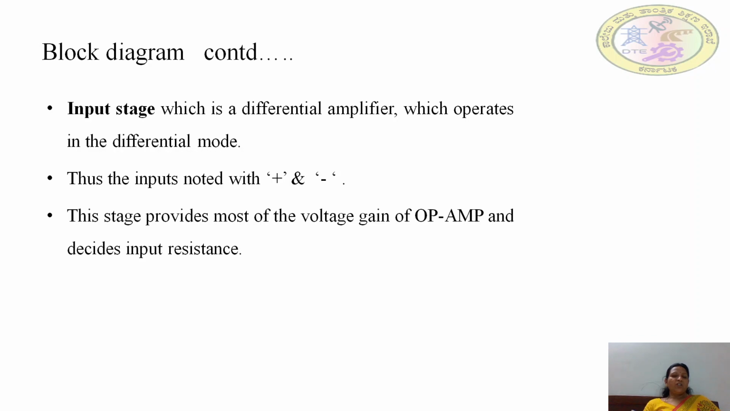So the input stage consists of a differential amplifier with two inputs, and this stage provides most of the voltage gain of the operational amplifier. Gain, you already know, what is gain? It is the amplification capacity of the amplifier. That is, how much the output is amplified and increased compared to the input is decided by the gain factor. So gain is nothing but output divided by input.